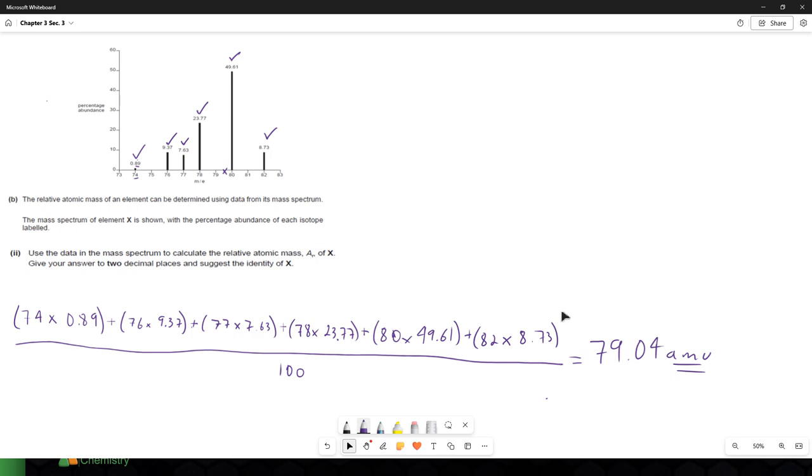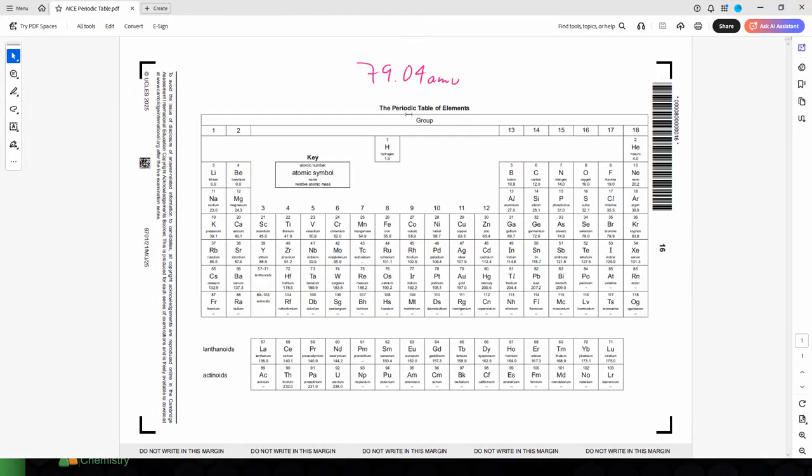So now that we know that 79.04 is roughly our atomic mass, we can bring in the periodic table and look for an element that has a mass of roughly 79.04 AMU. I'm going to write it here so it doesn't go away. Remember that the periodic table is ordered by atomic number, but the atomic masses are also kind of sequential. Some of them do flip. We're looking for something along the lines of 79.04.